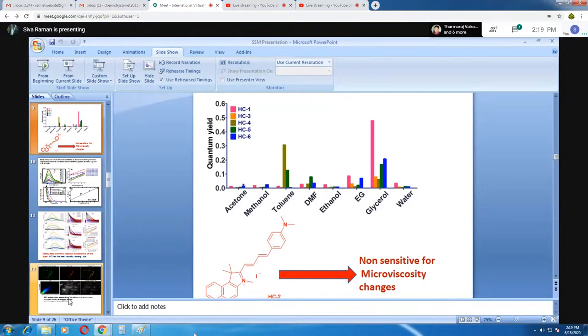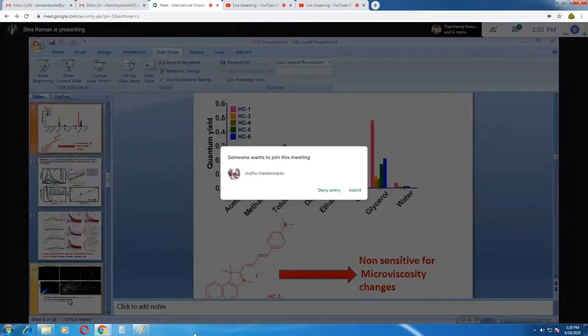Why? After carrying out density functional theory calculations and other observations, we came to know that the extra C=C central bond is there now. That is the reason why HC2 is insensitive to the microenvironment viscosity. Here, the extra C=C bond undergoes cis-trans isomerization, which makes the molecule insensitive towards viscosity.